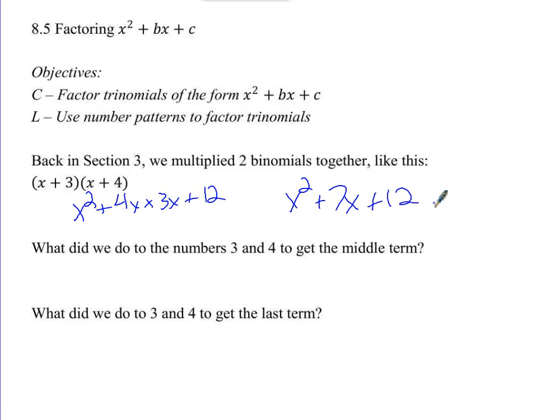Now what I'm going to ask you to do is take a look at those numbers that we got in our answer. We got a 7 and we got a 12. What happened to those numbers in the original problem, the 3 and the 4 here, to get me the 7? We added, yeah. So what did we do to the numbers 3 and 4 to get the middle term? We added them. What did we do to the 3 and the 4 to get the last term? We multiplied them.